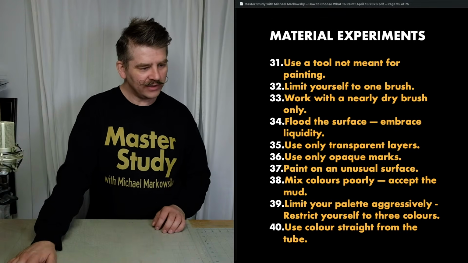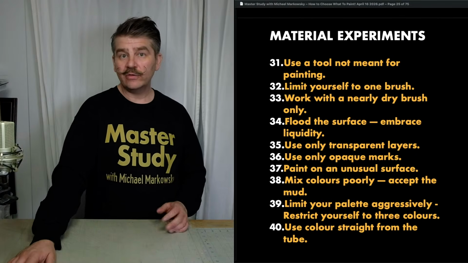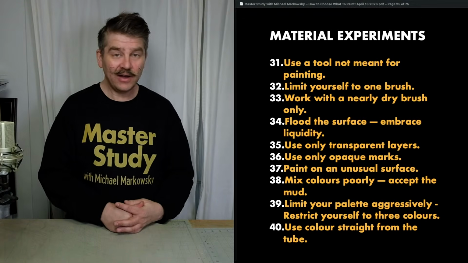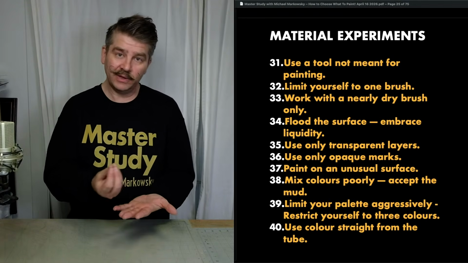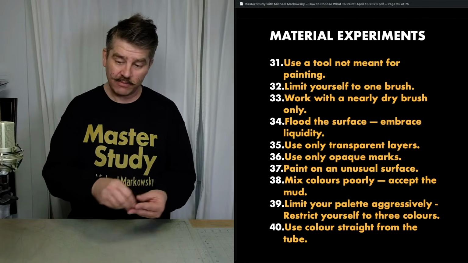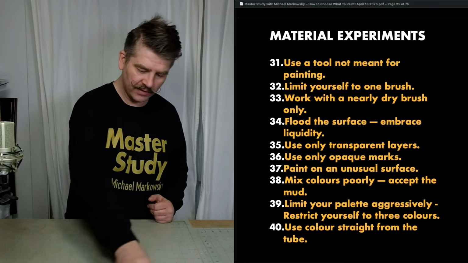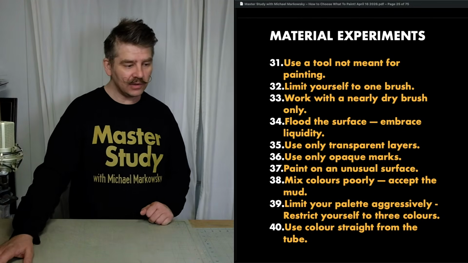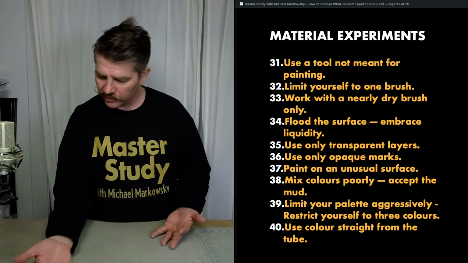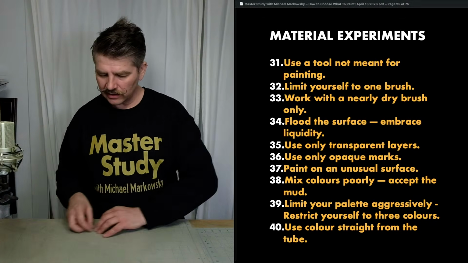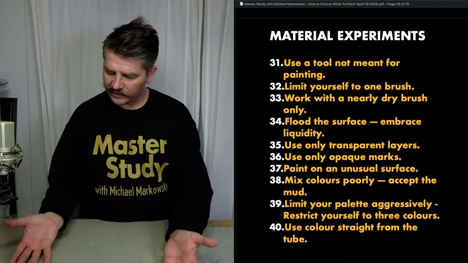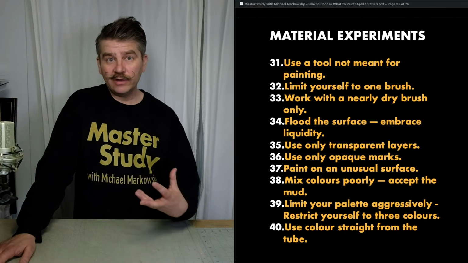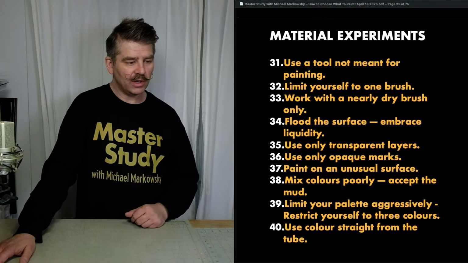Number 33 is work with a nearly dry brush only. Dry brush is a technique invented in China like 5,000 years ago, and it's really tricky. It's to literally get a little bit of pigment color on a brush and maybe wipe that off and paint with a brush that is almost dry. It creates a very different kind of look where we start seeing maybe the bristles of the brush or creating broken, separated lines. Some people love that look, and it can be really fun to be forced to experiment with a dry brush.